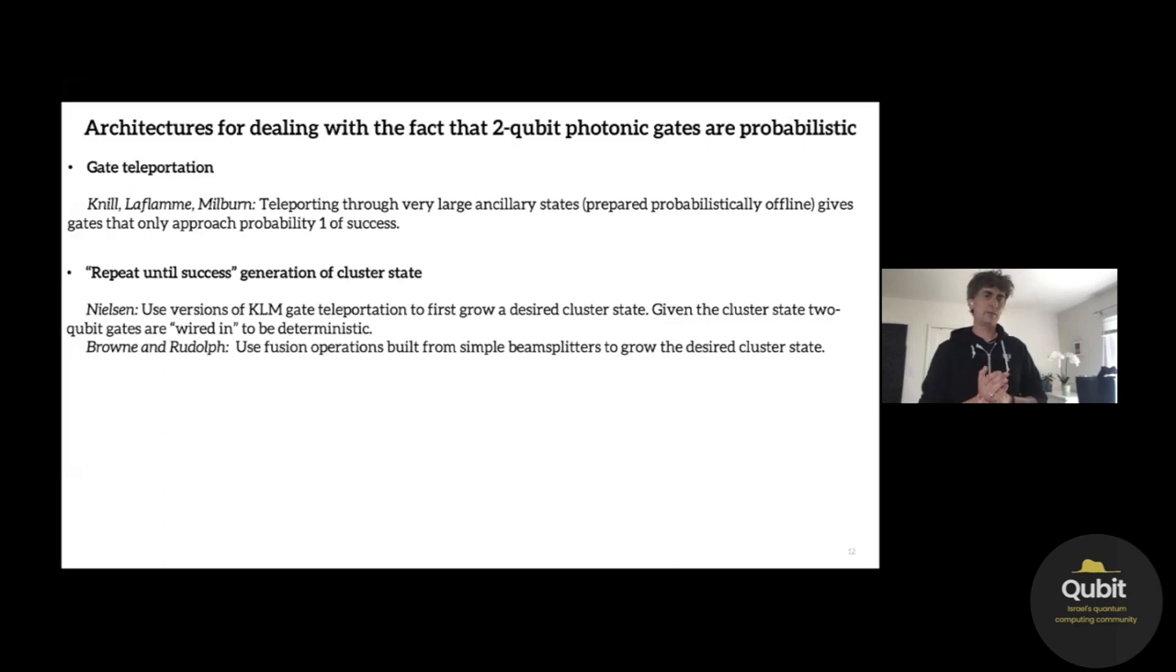Nielsen and myself and Dan Brown looked at something which brought the footprint down a lot, which was, rather than do this kind of teleportation thing, you look at a way of repeating until success. So you have a process which is probabilistic, but you have a way of repeating it multiple times and selecting out the successes, and then you can efficiently build up a cluster state, which is a particular type of entangled state that I'm not going to dwell on much in this talk.